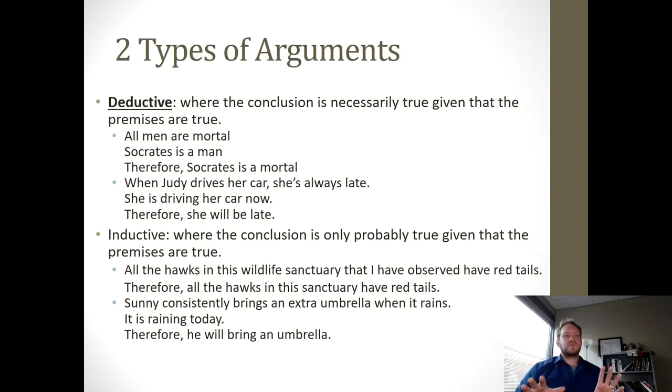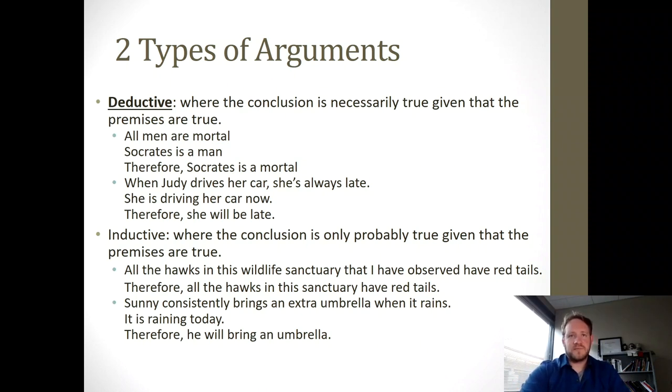It's worth mentioning that there are two types of arguments, generally speaking. There are deductive arguments and there are inductive arguments, right? So we have deductive arguments where the conclusion is necessarily true, given that the premises are true. And these are really, really strong and powerful arguments. If you have a deductive argument, you have a really, really strong and powerful argument in favor of the conclusion, right? Because the conclusion is necessarily true, given that the premises are true, right? So if you have true premises and you have a deductive argument, you necessarily have a true conclusion, right?